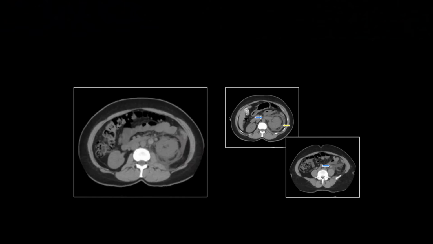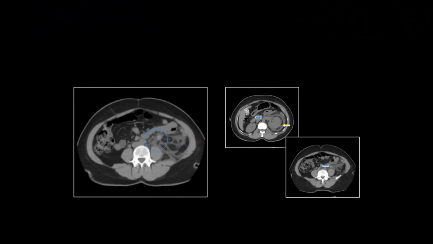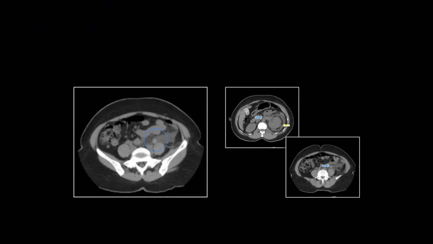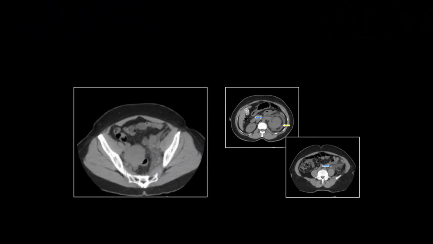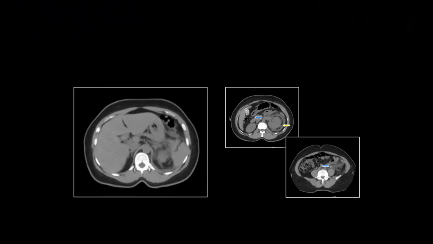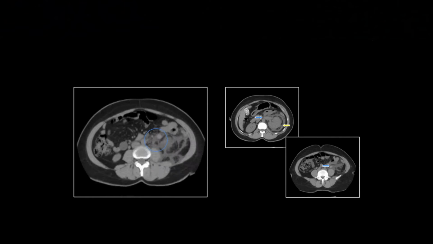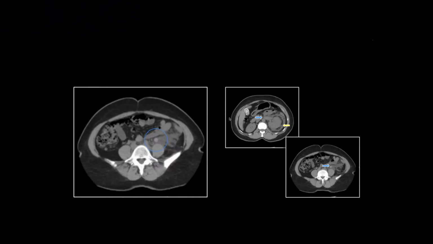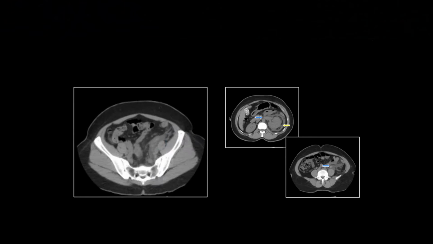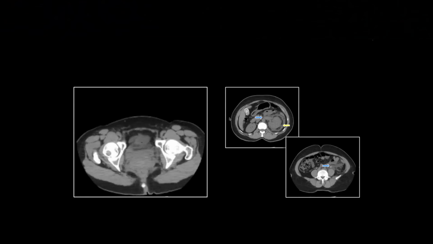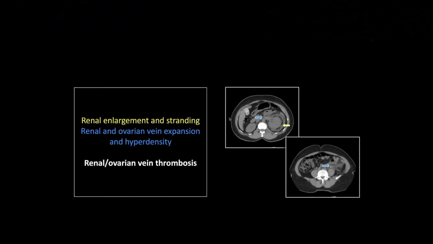On ovarian vein thrombosis, be particularly vigilant and pick out those ovarian veins in postpartum patients. There's a tendency to form ovarian vein thrombosis in the postpartum phase. So something to just always keep in mind. I check the ovarian veins on every postpartum patient I get. All right, so that's renal and ovarian vein thrombosis.